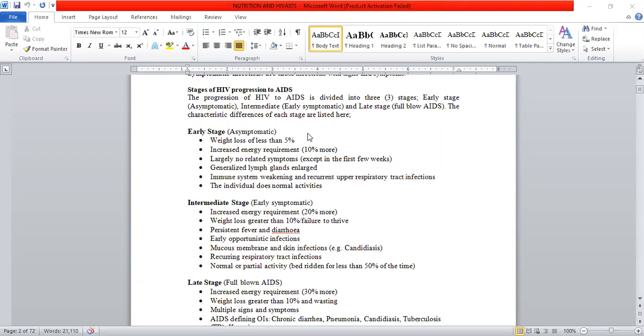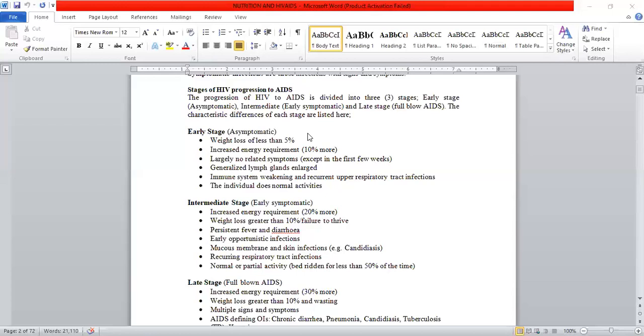So you're supposed to increase the energy requirement by 10%. Why are you increasing the energy requirement? To prevent this person's weight from continuing to go down. 10% more of the energy. What do we mean by this? You're supposed to do the calculation. I don't know whether you have somewhere you can write.